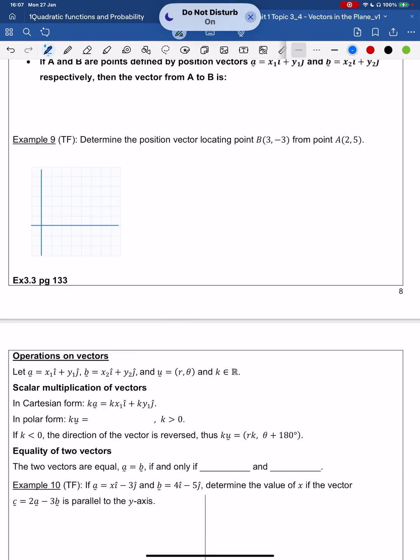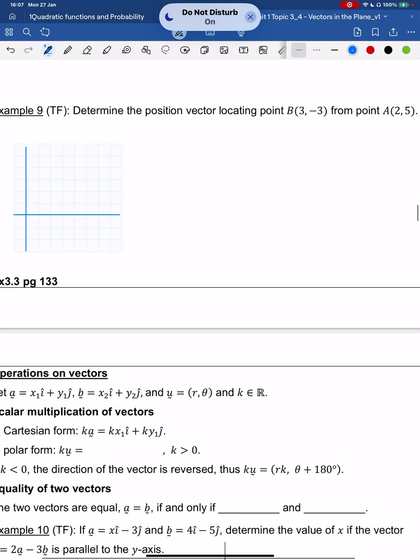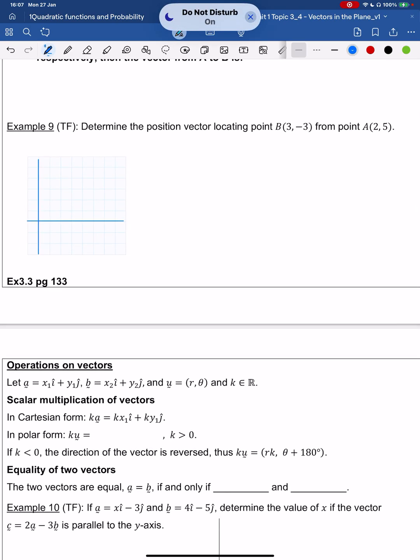All right, a lot of what we do in Specialist is going to be understanding what the question is asking us to do. And once we understand that, it makes things a little bit easier. It says determine the position vector locating point B, 3, -3, from point A, which is at 2, 5.